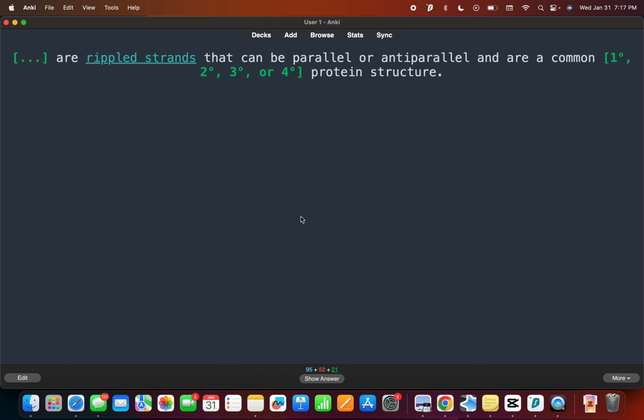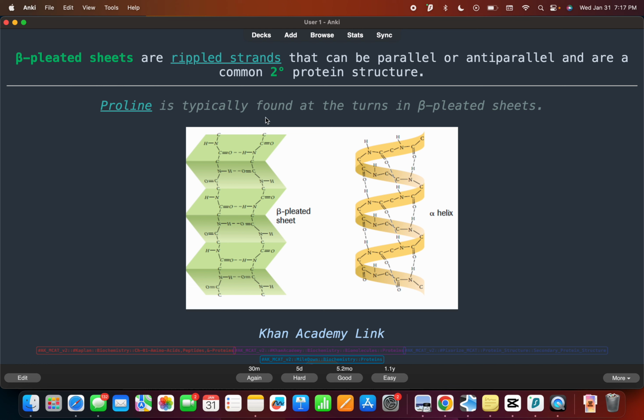What are rippled strands that can be parallel or anti-parallel beta pleated sheets, and they are a common secondary protein structure? And the hydrogen bonding and proline can introduce a kink inside it. Rippled strands.